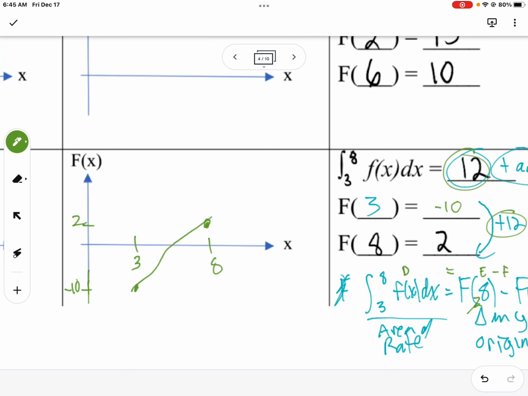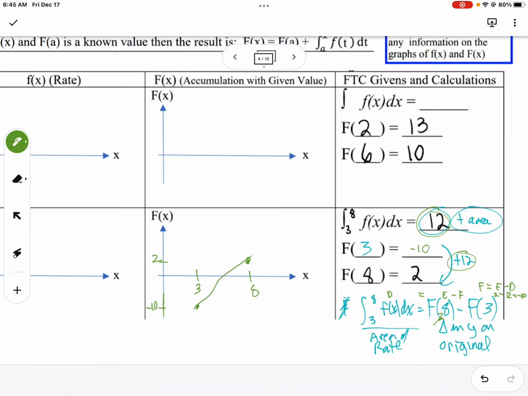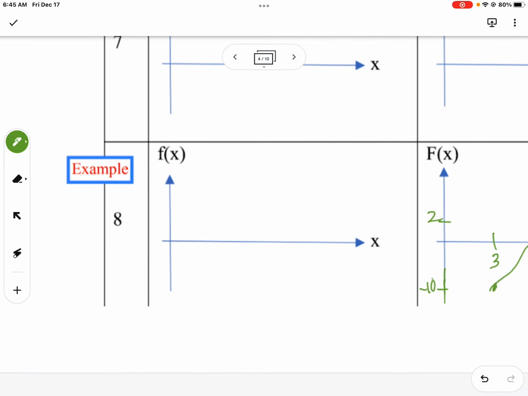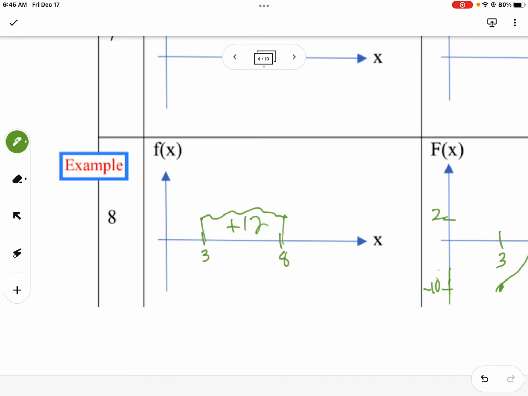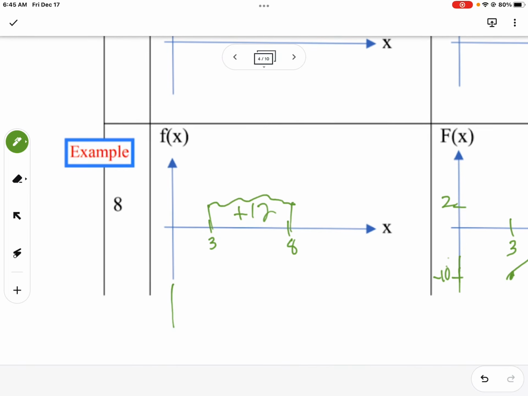What can I draw on the rate graph then? Can I draw very much? I just know that overall the total area between 3 and 8 is 12. So there's 3, there's 8. It could be something like this, right? That area is positive 12. Now, there could be another scenario too, many other scenarios. It could be this as well.